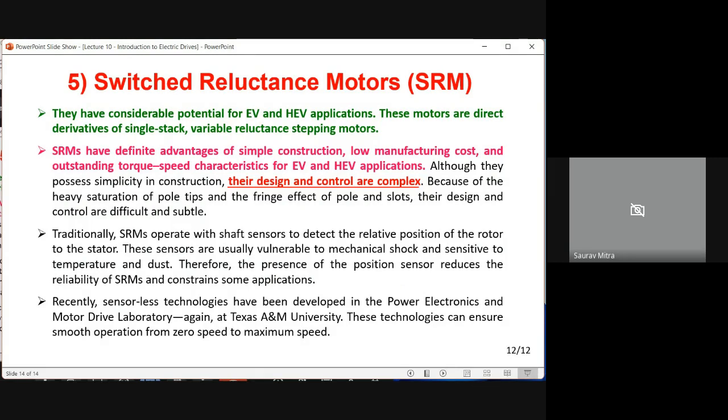It is called an SRM, or switched reluctance motor. They have considered its potential for EV and HEV applications. These motors are direct derivatives of the single stack variable reluctance stepping motor.